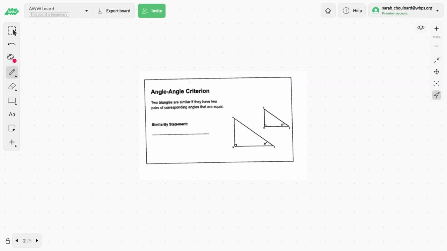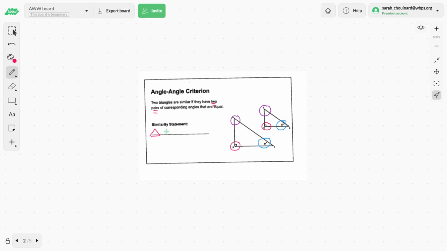So we have what's called the angle-angle criterion, which tells us that two triangles are going to be similar if they have two pairs of corresponding angles that are equal. It's enough to know that two of the corresponding angles are equal, because that tells us automatically, because of triangle sum theorem, that the last angle will be equal as well when we do the math out.